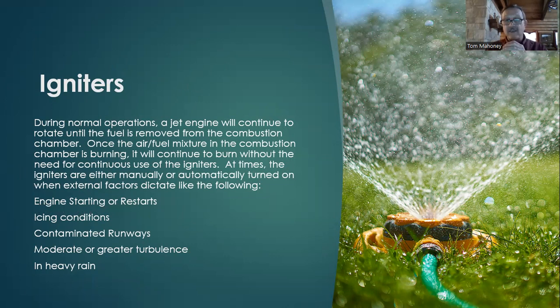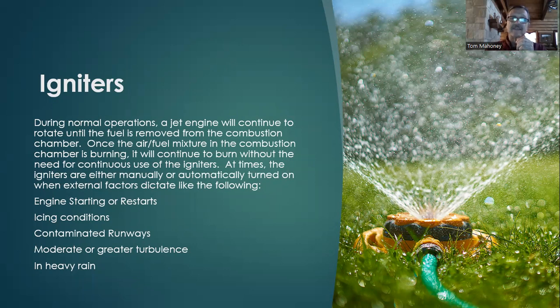If we run into icing conditions, we'd like to have the igniters running, just so we can make sure that for some reason the burner can is not going to flame out. If we're on contaminated runways, what do we mean by contaminated runways? We're talking about a lot of water, a lot of slush, that type of stuff that could spray up into the engines, that could eventually make its way back into the burner can, and possibly put the fire out. If we're in moderate or greater turbulence, we want the igniters on, and of course in heavy rain, we would obviously want the igniters on.